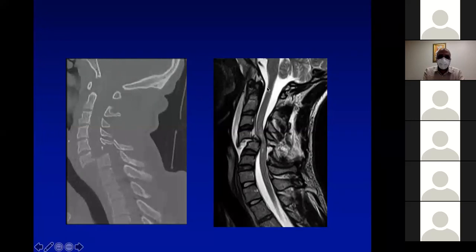Same patient, and you could see that there is kinking and compression of the spinal cord. Better seen on the MRI. MRI gives more information about the ligaments. The anterior longitudinal ligament is torn here. The posterior longitudinal ligament is stretched here. The ligaments between the spinous process, the interspinous ligaments, are all stretched and torn in this case because of the trauma.